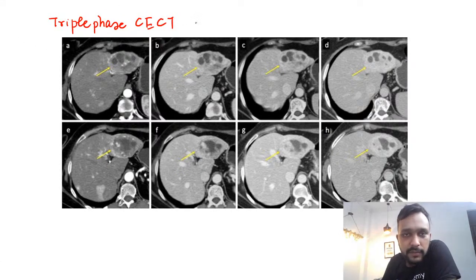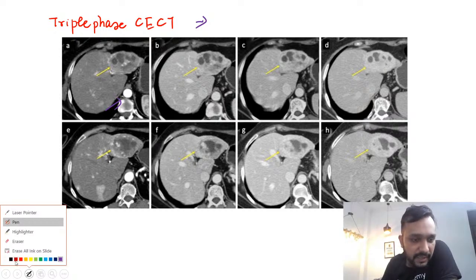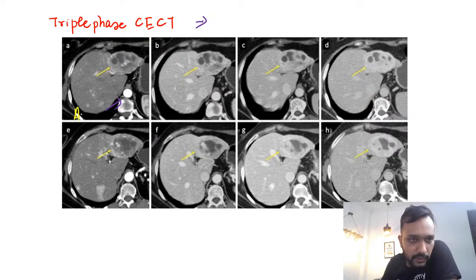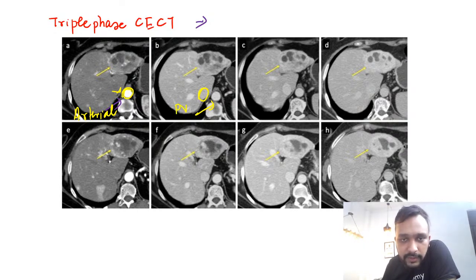So now guys, I'm going to show you another case. Triple phase CECT abdomen is shown to you. This is your arterial phase, in which you are seeing that aorta is showing very intense enhancement. Then you cannot see any IVC. Then these are your portal venous phase, because aorta and IVC.